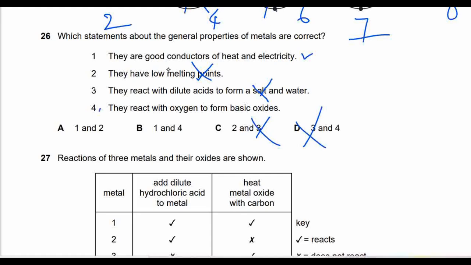2 is wrong. So the only option is B, 1 and 4. But let's see why 1 and 4 is correct. So 1 we have discussed, they are good conductors of heat and electricity, but 4, they react with oxygen to form basic oxide. It will be correct.